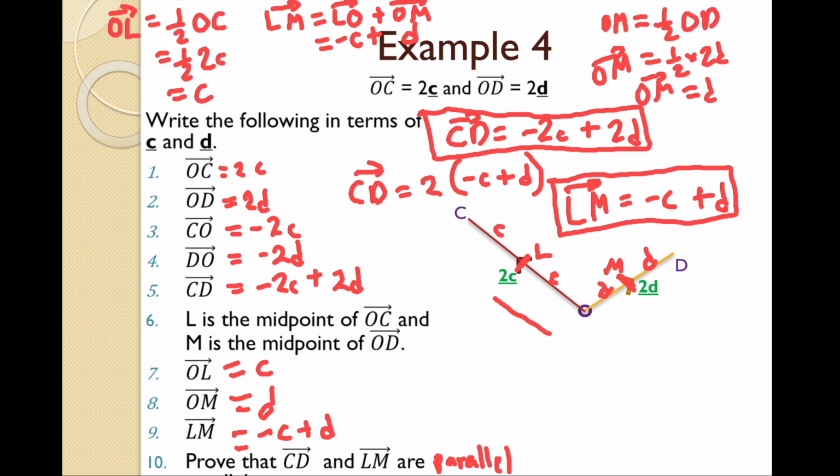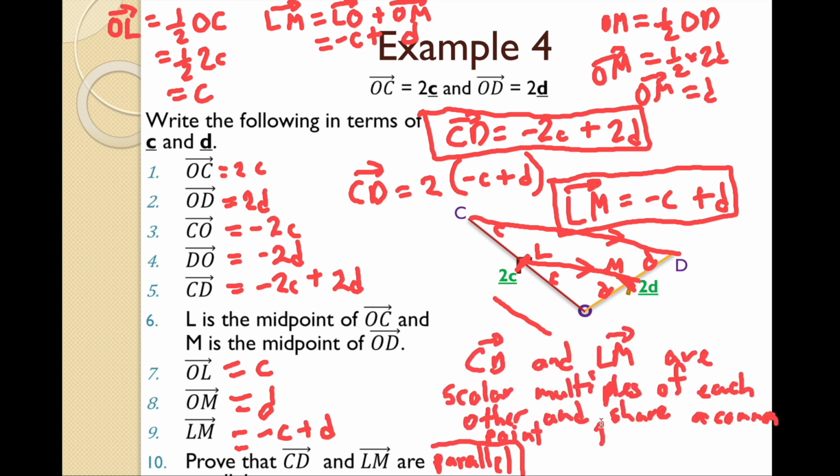So LM is from here to here. If I was to draw it from L to M and draw from C to D, can you see that they're parallel? So CD is parallel to LM. We know because we are comparing these just like how we did it with the numbers. We could see that they're scalar multiples of each other. So CD and LM are scalar multiples of each other.